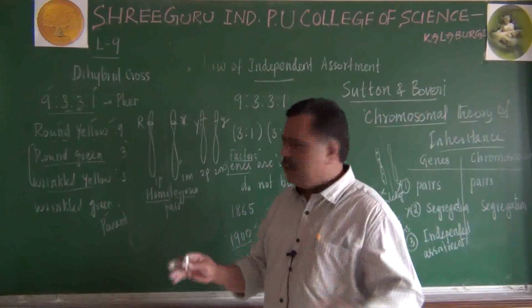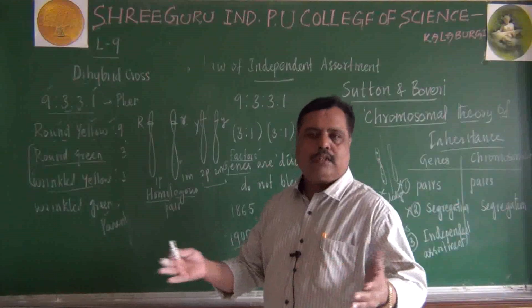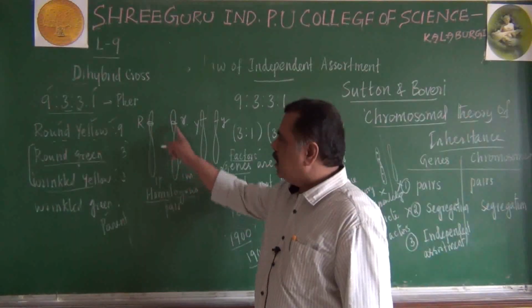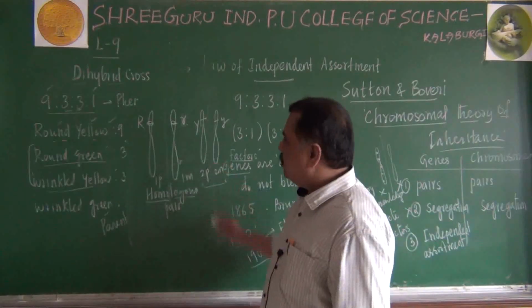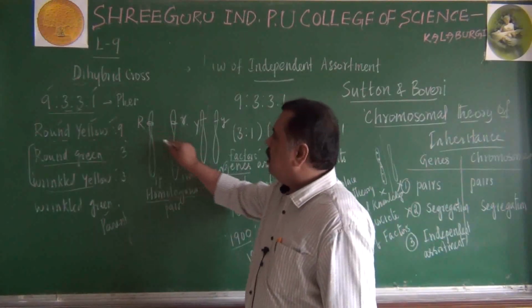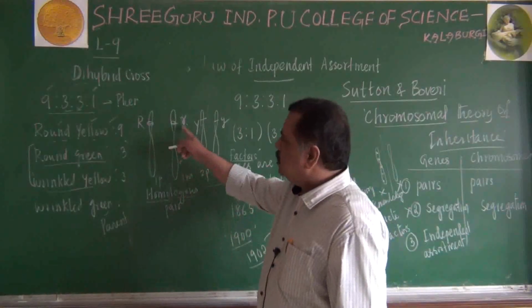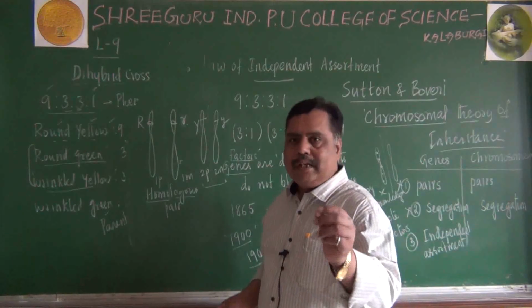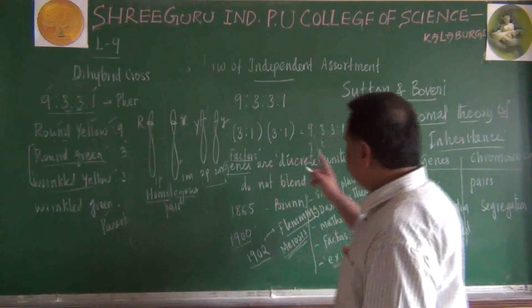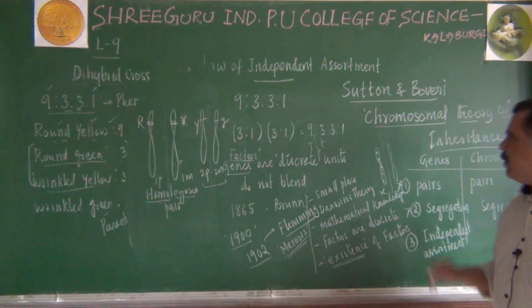They will also separate. These two are a homologous pair. These two are a homologous pair. They are also separated. This will separate from this one. This will separate from this one. After separating, capital R and capital Y can come together in a gamete, or small r and capital Y can also come in one gamete. That is called independent assortment. So in genes also, independent assortment was proved by Mendel with reference to his dihybrid cross.